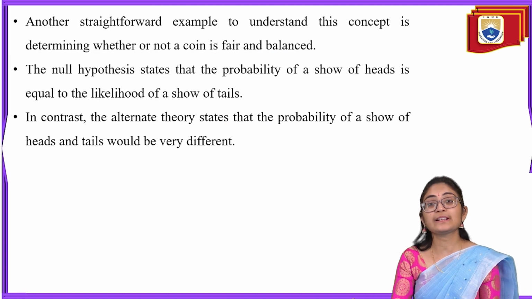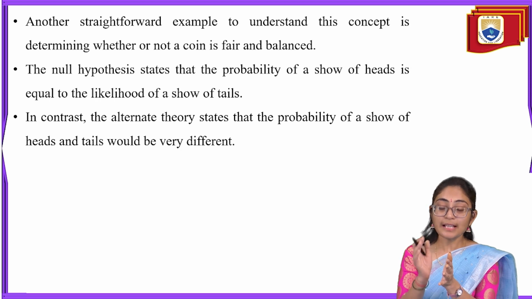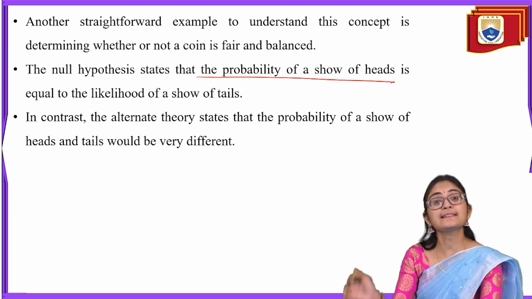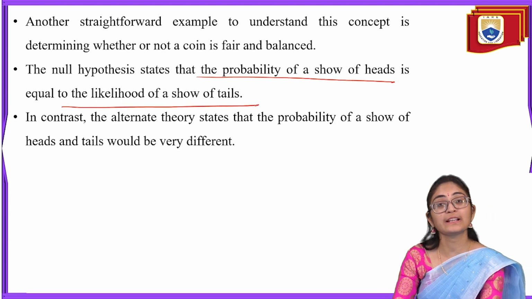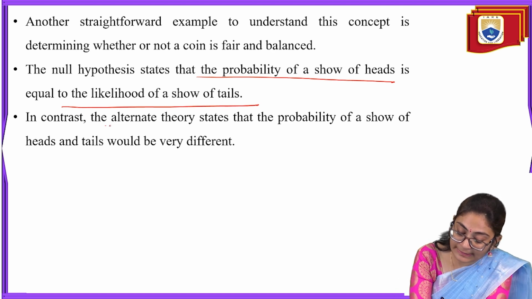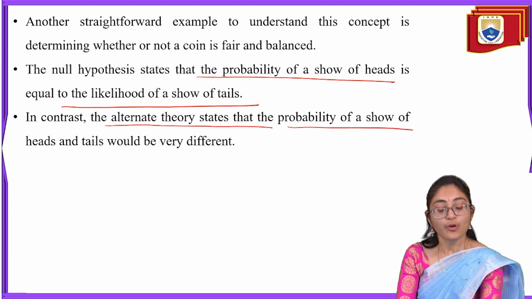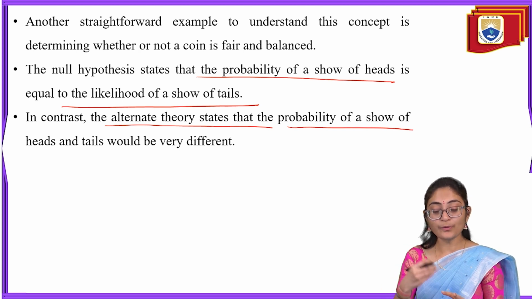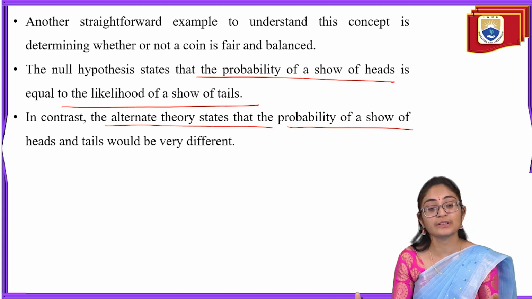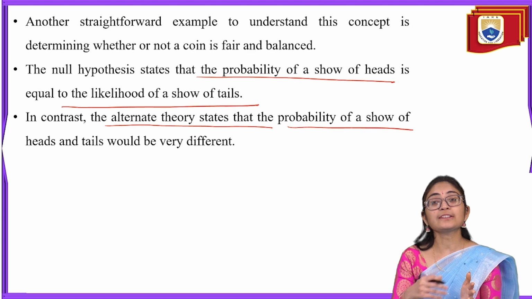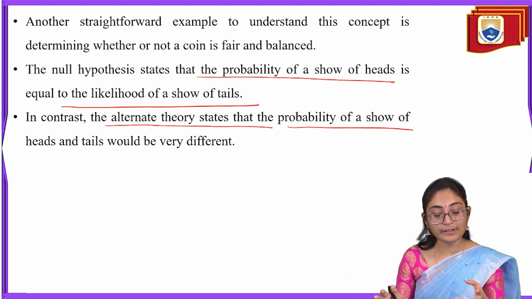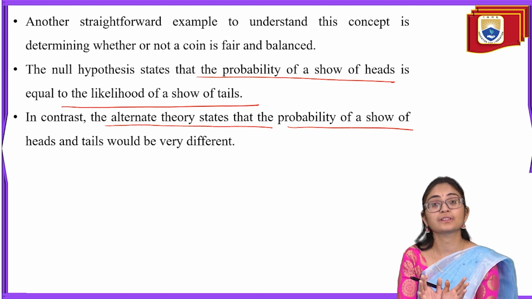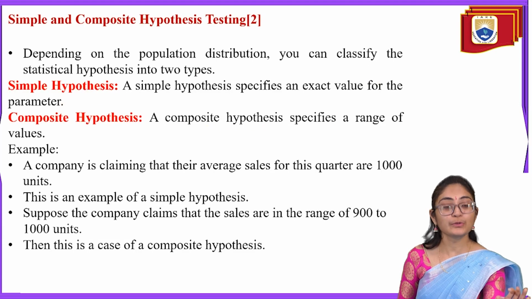Then let's take another example. The null hypothesis states that the probability of heads is equal to the likelihood of tails. In contrast, the alternate hypothesis states that the probability of heads and tails would be different. In the alternate, the probability of heads and tails is changing, but in the null hypothesis, the values are not changing. So both are equal. That means we find out whether the coin is fair or not. This is your hypothesis test.